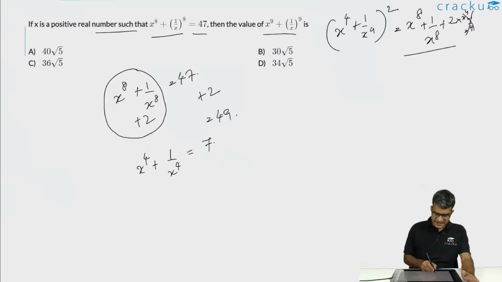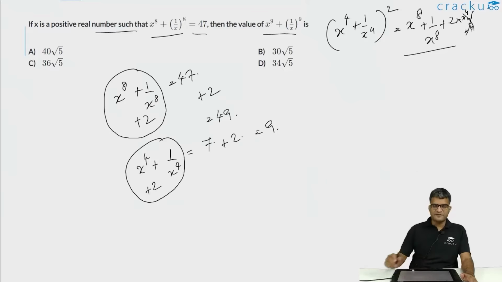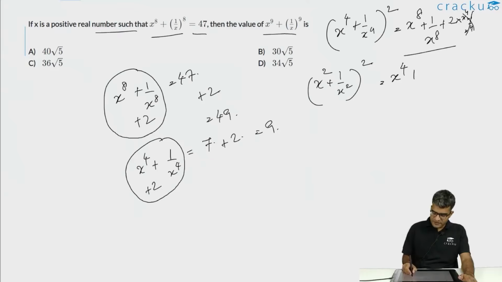Let us repeat the same thing. Let us again add plus 2 here and plus 2 here. The right hand side is 9. The left hand side is x to the power 4 plus 1 by x to the power 4 plus 2, which is actually equal to x square plus 1 by x square whole square. So we will get x square plus 1 by x square is equal to 3.